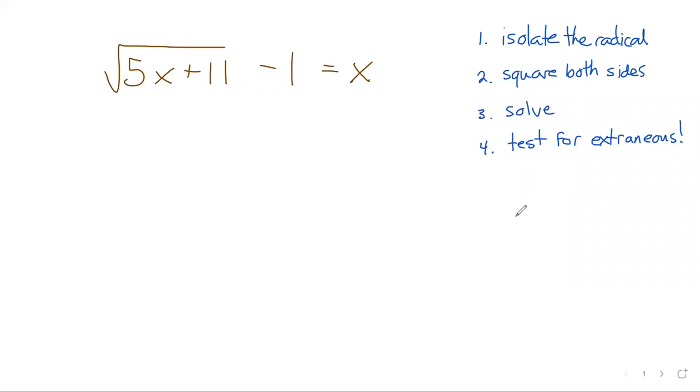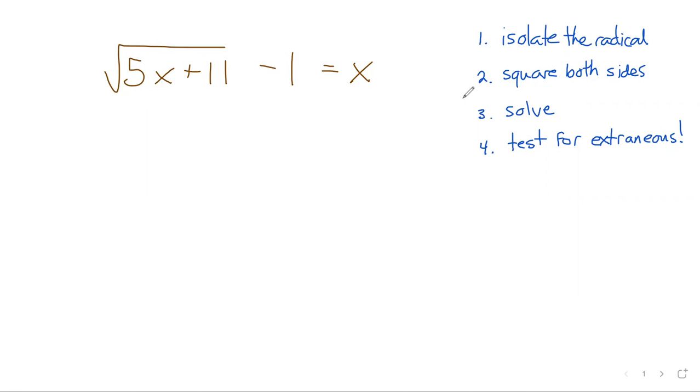Let's talk about solving radical equations. By radical equations, we mean equations where the thing we're solving for, in this case x, is under a radical sign. In this equation there's also an x that's not under a radical sign, but because there is an x under a radical sign, this is a radical equation.